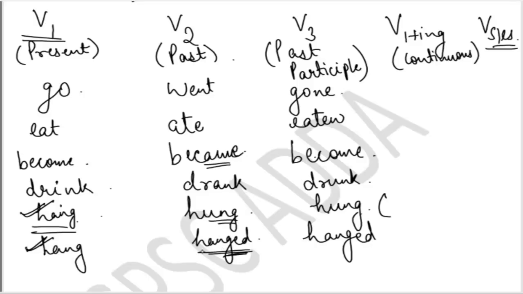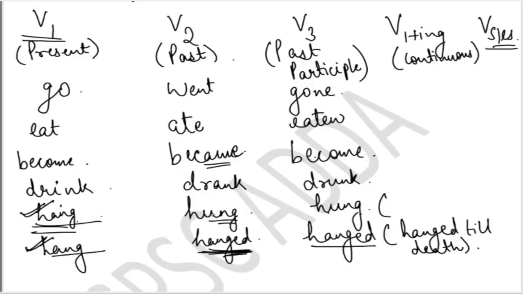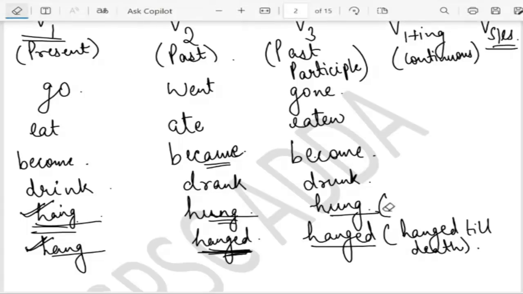When we are talking about hang, hanged, hanged, it is related to hanging somebody, giving a hanging punishment to someone. So hang, hanged, and hanged is used only when we are giving hanging punishment to someone. And in any other case, we will use hang, hung, and hung. Am I clear with this? Alright? If you need to write it down, you can write it in this way.